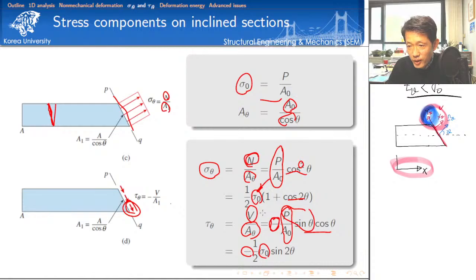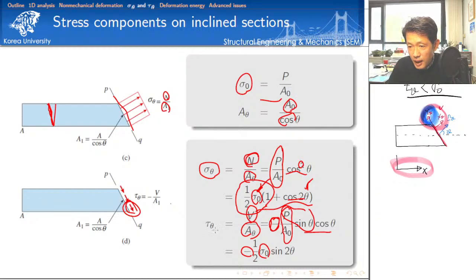Okay, so let's look at the trigonometric function. What's going to happen if angle theta is equal to pi over 4, 45 degrees? Then cosine 2 theta is equal to cosine pi over 2, which is equal to 0. Then sigma theta is going to be equal to a half sigma naught. Is it correct? Yeah.